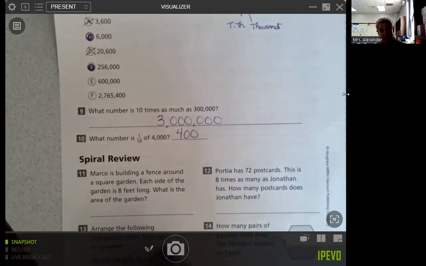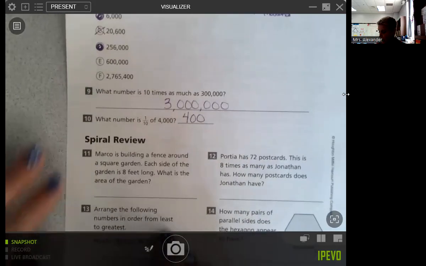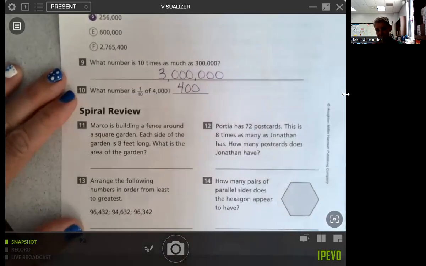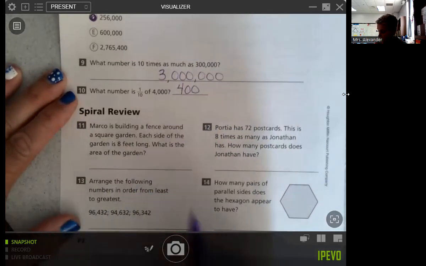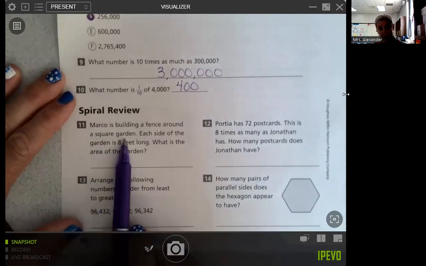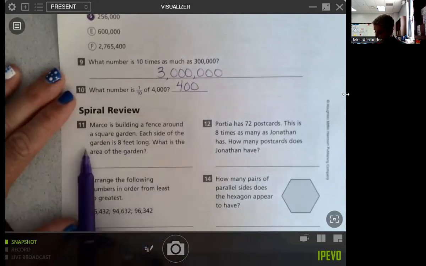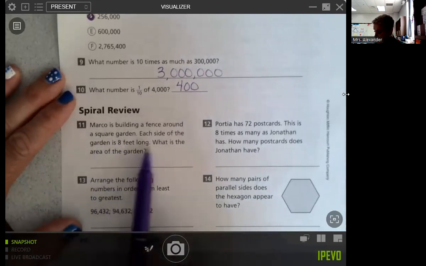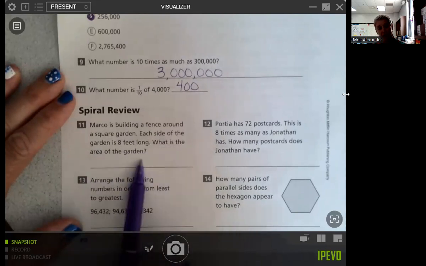That's it for the test prep for the lesson. The last part is a spiral review, thinking about what we already know. This should build on that. Marco is building a fence around a square garden. Each side of the garden is 8 feet long. What is the area of the garden?